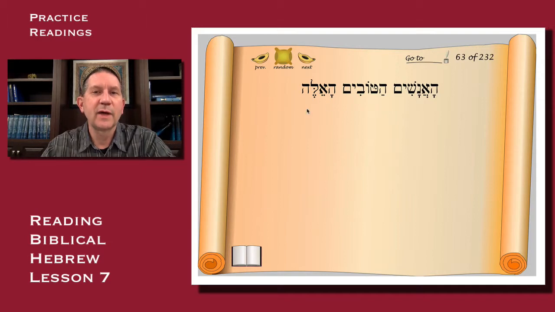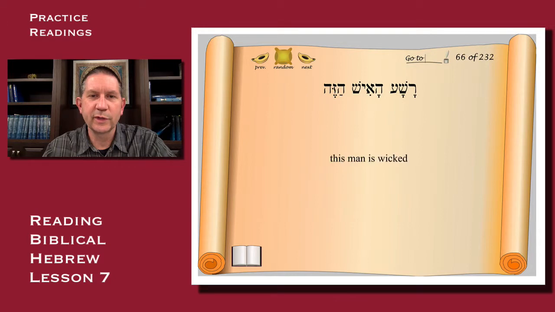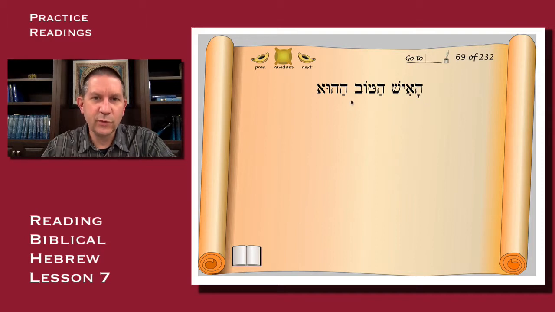Ha'anashim, hatovim, ha'ela. The men, the good ones, these ones, these good men. I'm going to jump ahead a little bit more to get a different type of demonstrative. Here we go. We have ha'ish, hatov, hahu. So we have noun and the adjective is after and the demonstrative is after. So these are all attributive position. The man, the good one, hahu, that one. So that good man.